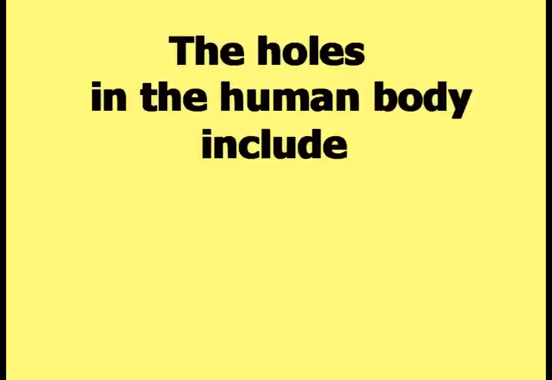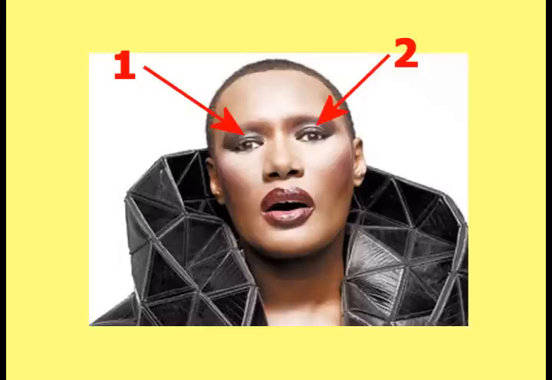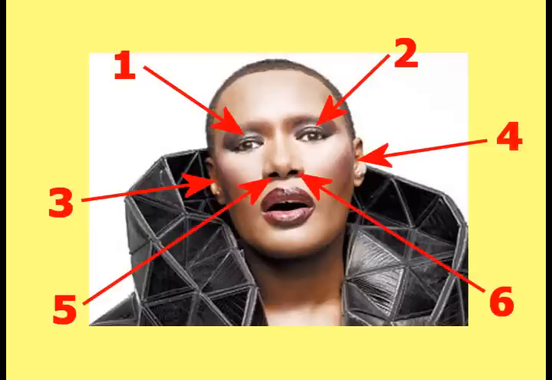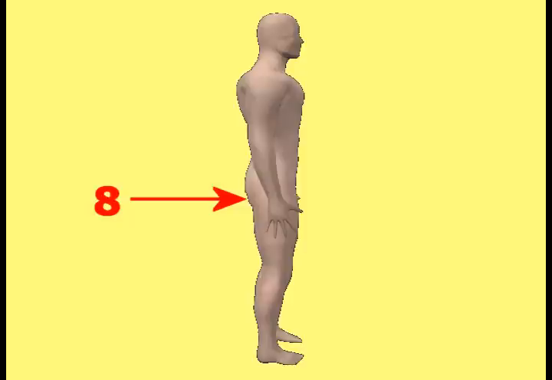The holes in the human body include 2 holes for the eyes, 2 holes for the ears, 2 holes for the nostrils, 1 hole for the mouth, 1 hole for solid waste elimination in the buttocks, and 1 hole for liquid waste elimination in the genitals.